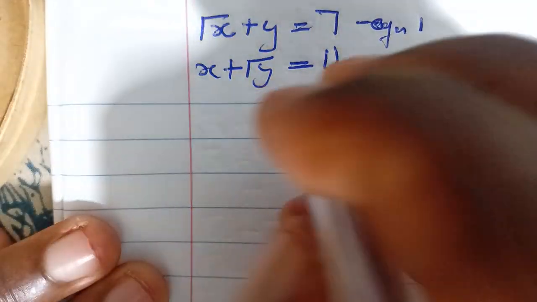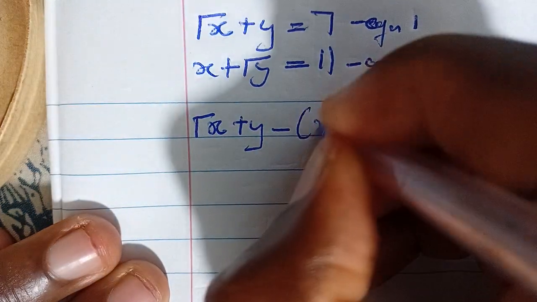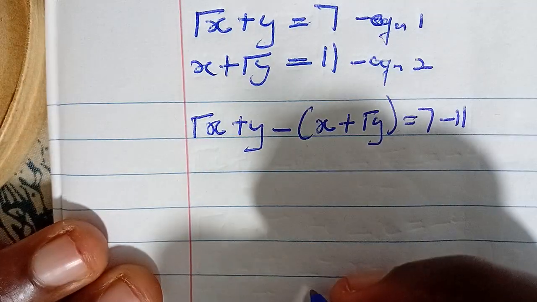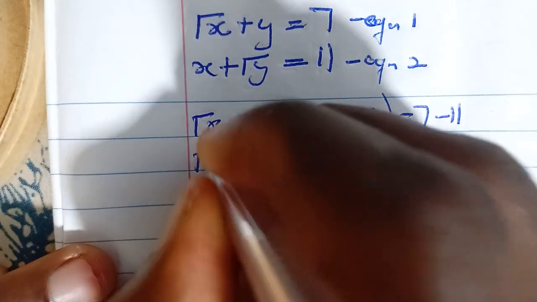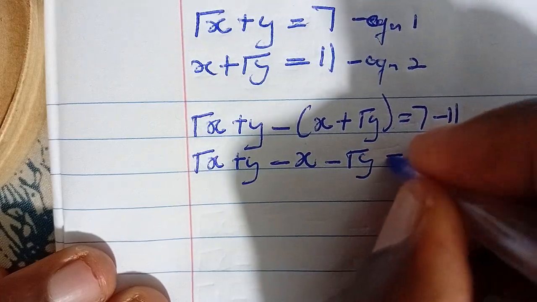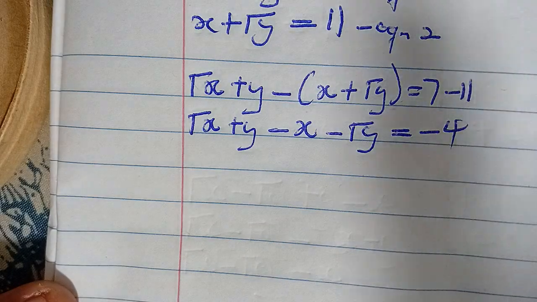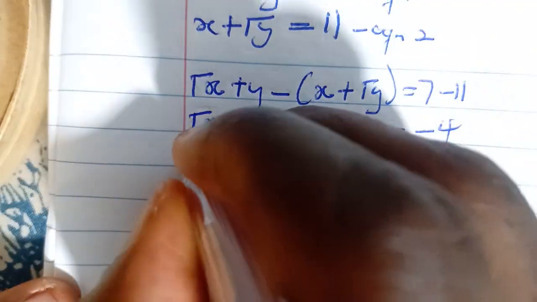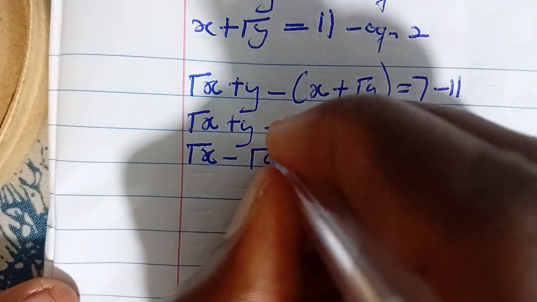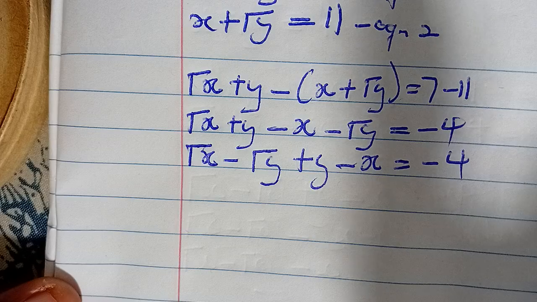So you're going to have root x plus y minus x minus root y is equal to minus 4. So this is what you are going to have. And here we are going to group the roots at one side. So you're going to have root x minus root y.